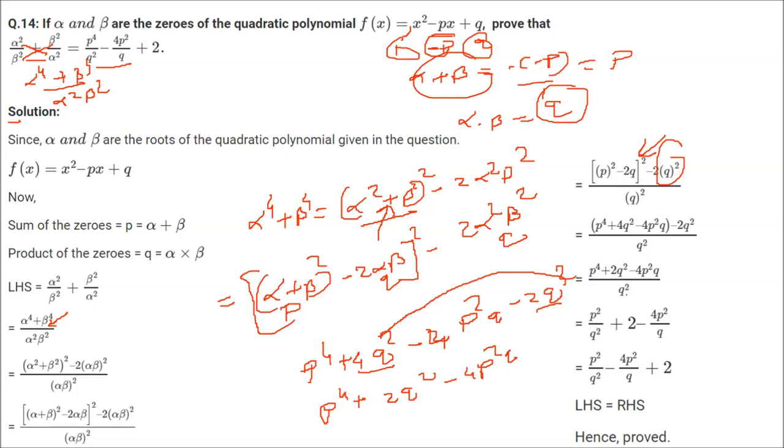And just divide, because we have denominator as Q square, divide 1 by 1. Q square, and Q square. So what do we get? We get 2 here, and here we get 4P square by Q. So this is the result.